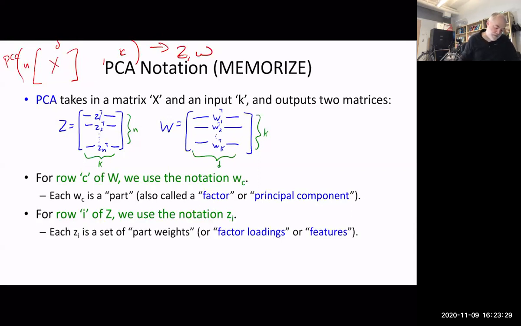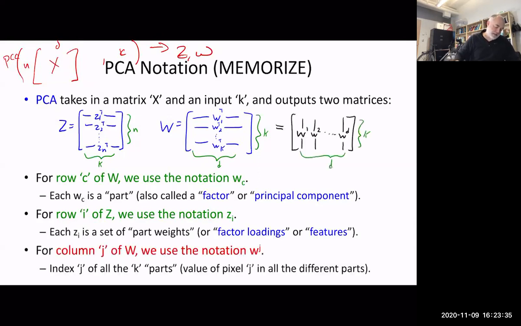For every row of Z, we use the notation zi. Every zi is a set of part weights, or factor loadings, or features. And for the columns of W, we use the notation we used before, which is w sup j, and that's index j of all the K parts.